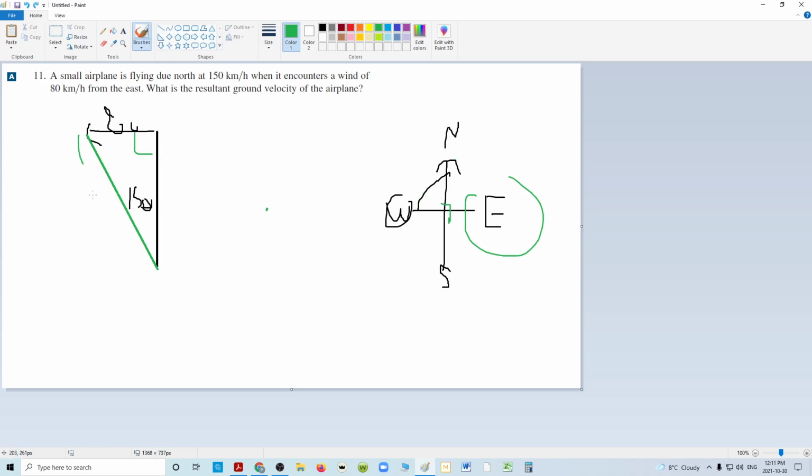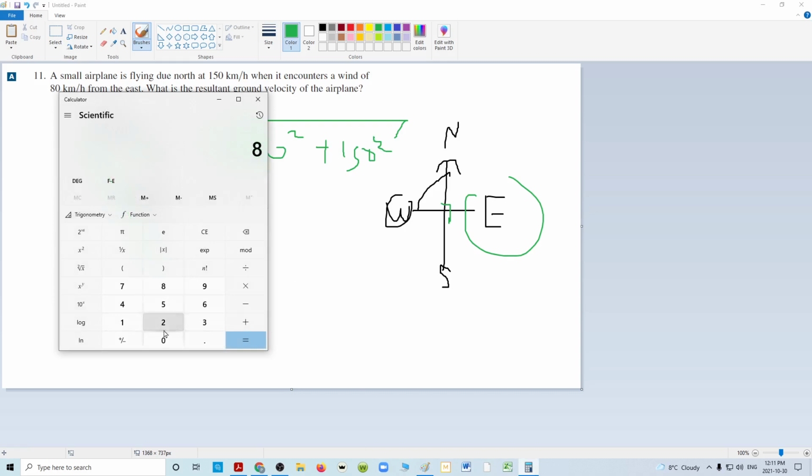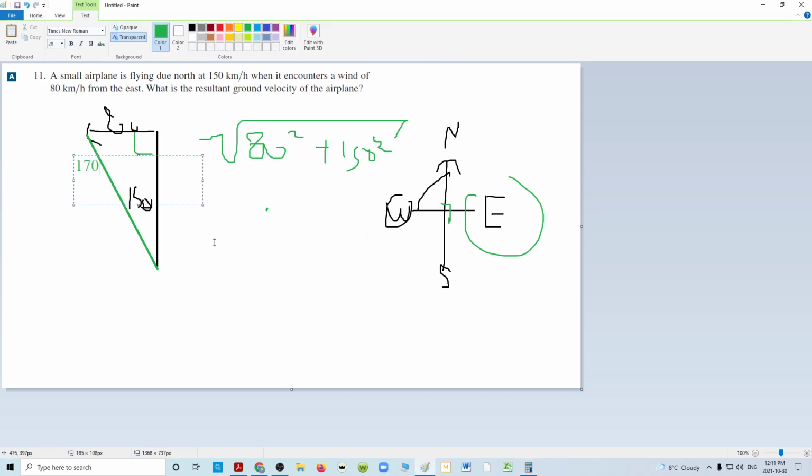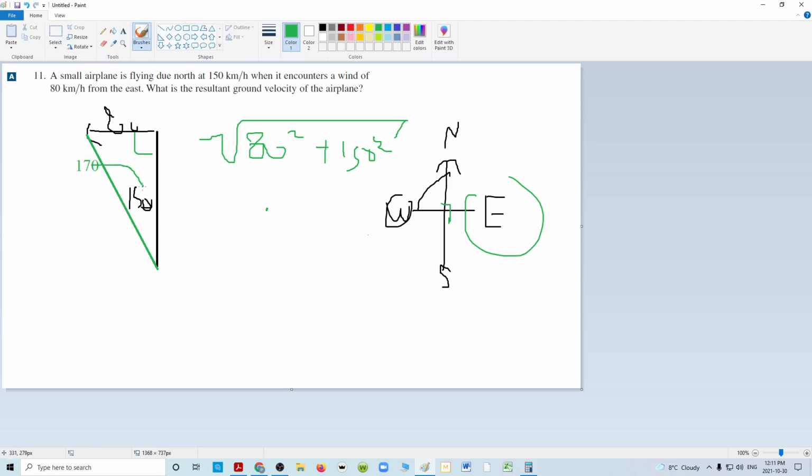So I can say that this distance here is the same as the square root of 80 squared plus 150 squared. And if you do it in your calculator, 80 squared plus 150 squared is equal to that, and then you got to square root it. And so the resulting vector is this. It should always be longer than either of the two sides. If you get a value smaller than 150, you've made a mistake, because the hypotenuse of a triangle is always the longest side. So there you go.